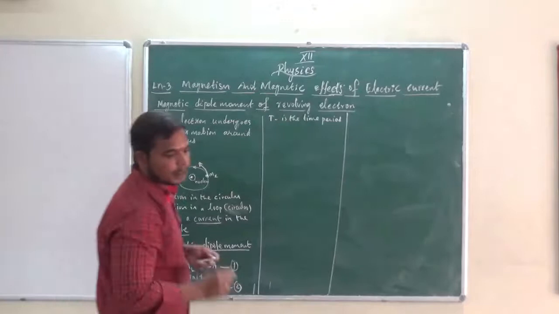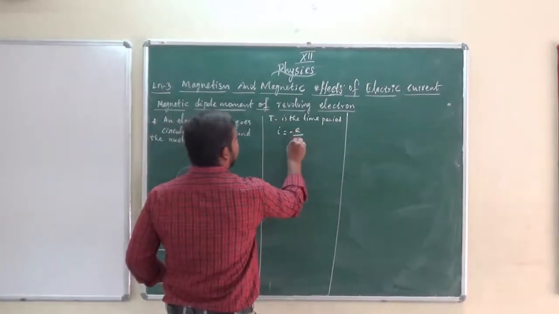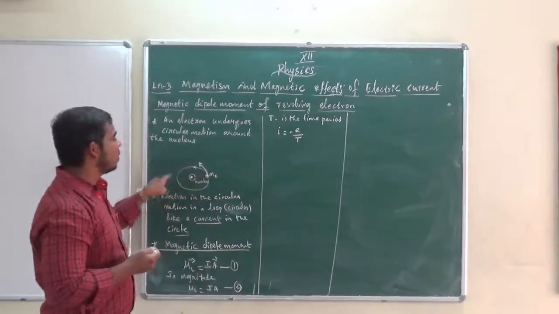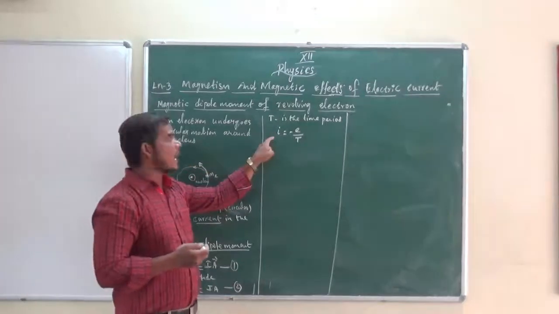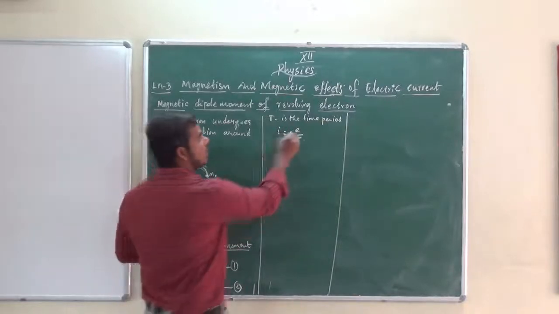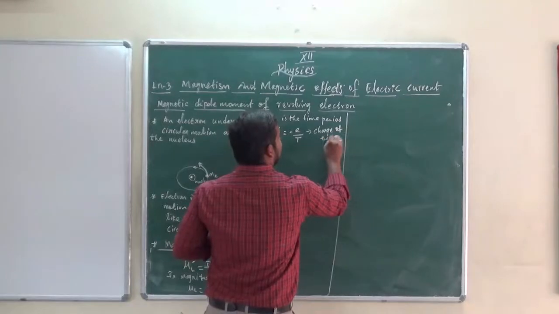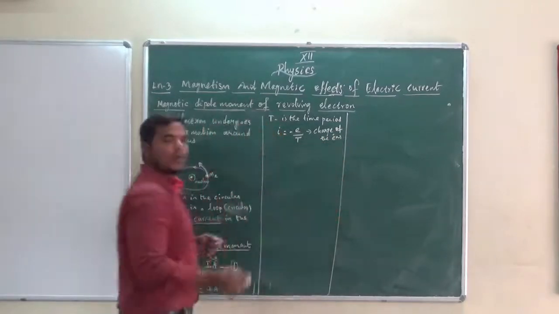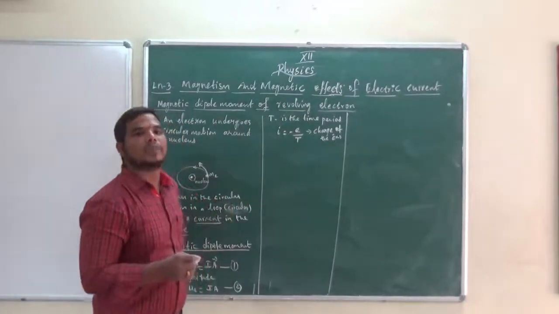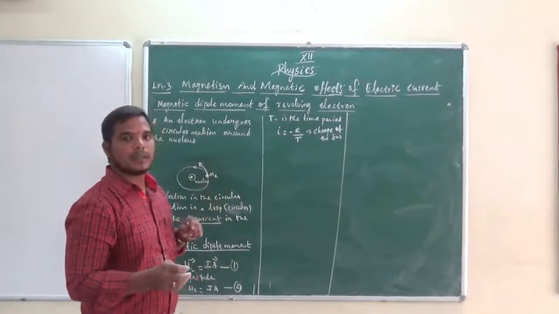To find it we can use the equation I equals minus e by T. This equation is obtained because when the electron revolves on the circle, it produces the current. So current is equal to minus e by T, where e is the charge of the electron and T is the time period. The negative sign is there because the charge of the electron is negative.